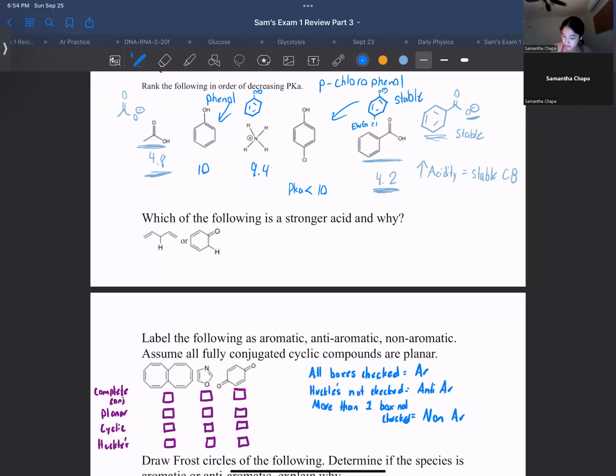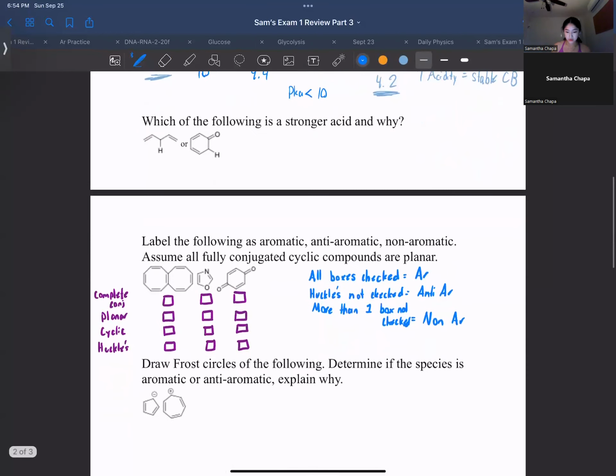And I think we're good for this one. Yeah, we have the pKas for all of them, so we're good for this one. Next one I'm going to do is, which of the following is a stronger acid and why? So again, we're following the same rule: higher acidity, more stable conjugate base. So I'm going to draw the conjugate base for each of them, which is just plucking off the hydrogens that they're showing us.